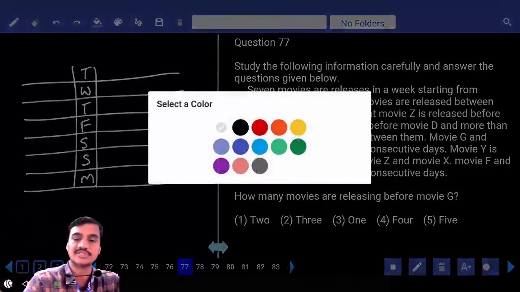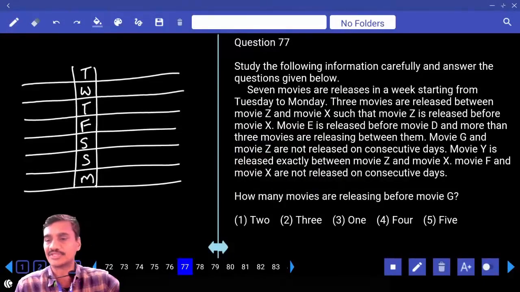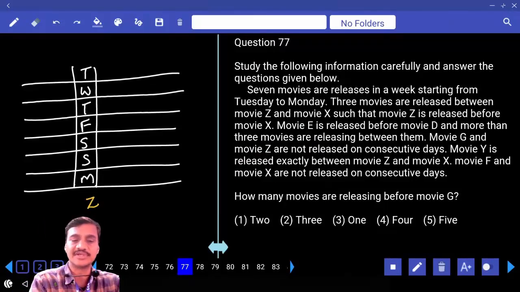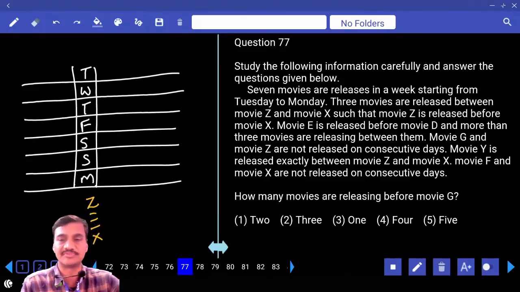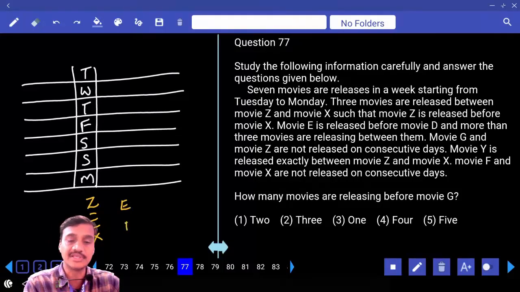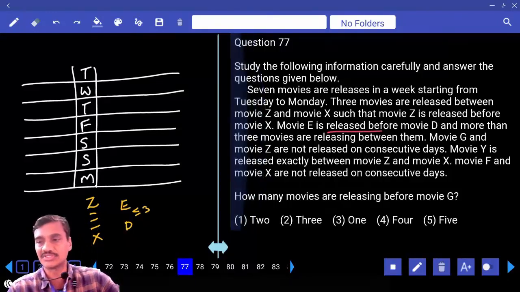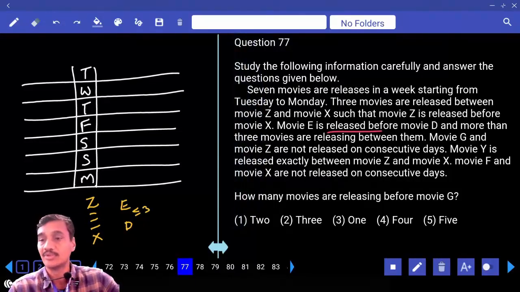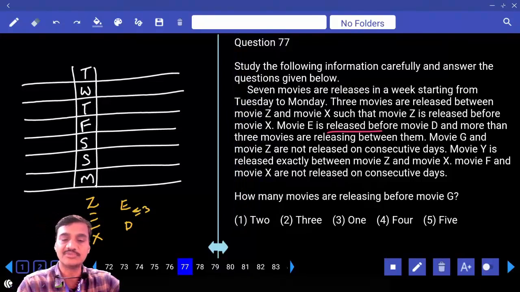As 3 movies are released between Z and X, Z is released before X. And E is released before D, and not more than 3 movies are released between them. Not more than 3 means lesser than or equal to 3. Now E is released before D, and more than 3 movies are released between them, which means greater than or equal to 4.